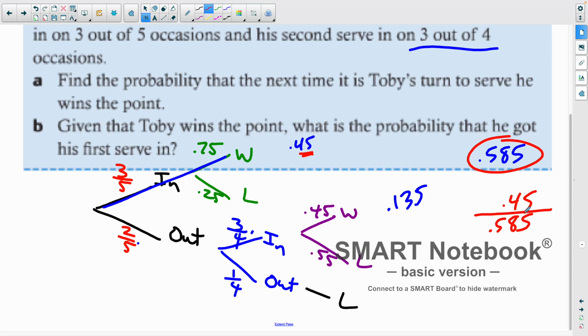Wait, where did we get the 0.585? That's the probability that he wins, given that he wins. And then what's the probability he got the first serve in? That's the probability of the first serve. This is like 0.76, something or other. Nine, I think. 0.67. Okay, 0.76.